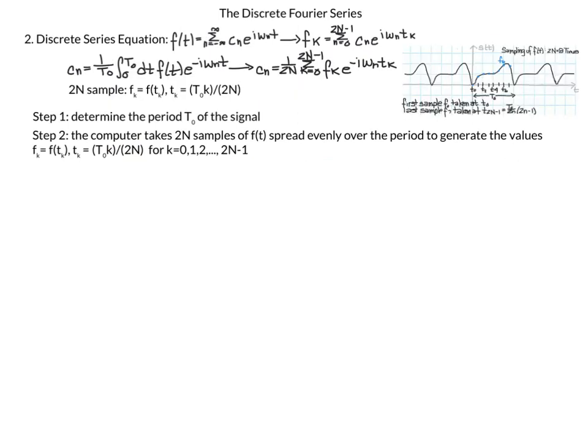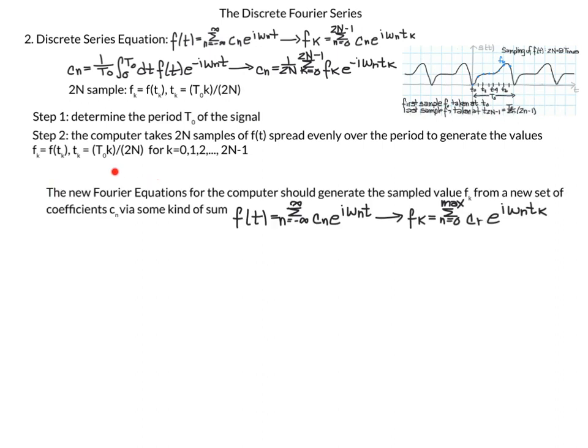To give myself some space, I cleared out some things, but I left my Fourier continuous equations here, and my Fourier discrete equations that we're deriving now. I have just notes on the 2n samples, and then here is my graph and the 2 steps that I need to take. Our new Fourier equations for our discrete version of our function that we'll use with the computer should generate the sampled value f of k. So we're not trying to derive the entire f of t, but our sampled values, f of k, from a new set of coefficients, c sub n, via some kind of sum.